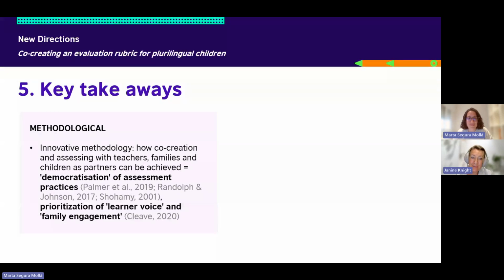Okay, so key takeaways from this project, which actually fall into 3 areas: methodological, theoretical, and practical results. Firstly, the project is an example of an innovative methodology. It shows how co-creation and assessing with teachers and families and children as partners can be achieved. And that can lead to the democratization of assessment practices, the prioritization of learner voice, and family engagement.